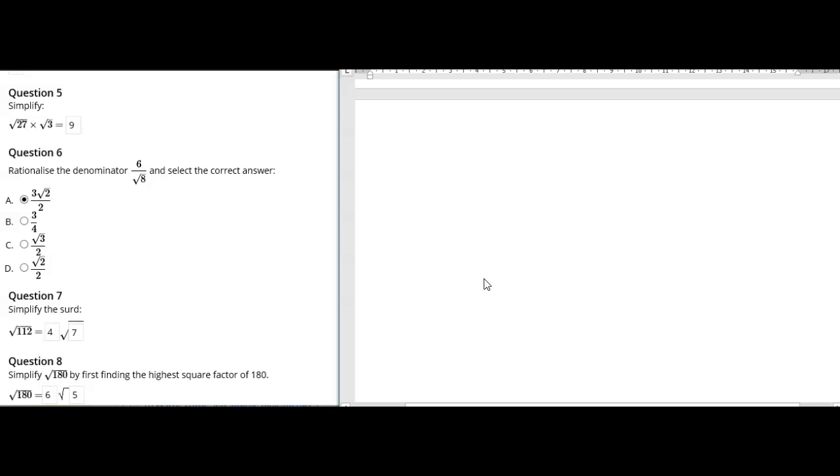Okay, rationalize the denominator. So we've got 6 over square root of 8. Now, the reason we rationalize the denominator is because we don't leave a surd as a denominator. To get rid of it, we multiply by the same thing. Whatever we put on the denominator, we have to put on the numerator. The reason for that is because effectively we haven't changed it. We're still multiplying by 1. When your numerator and your denominator are the same, it's just 1. Like 10 divided by 10 is 1. Root 8 divided by root 8 is 1.